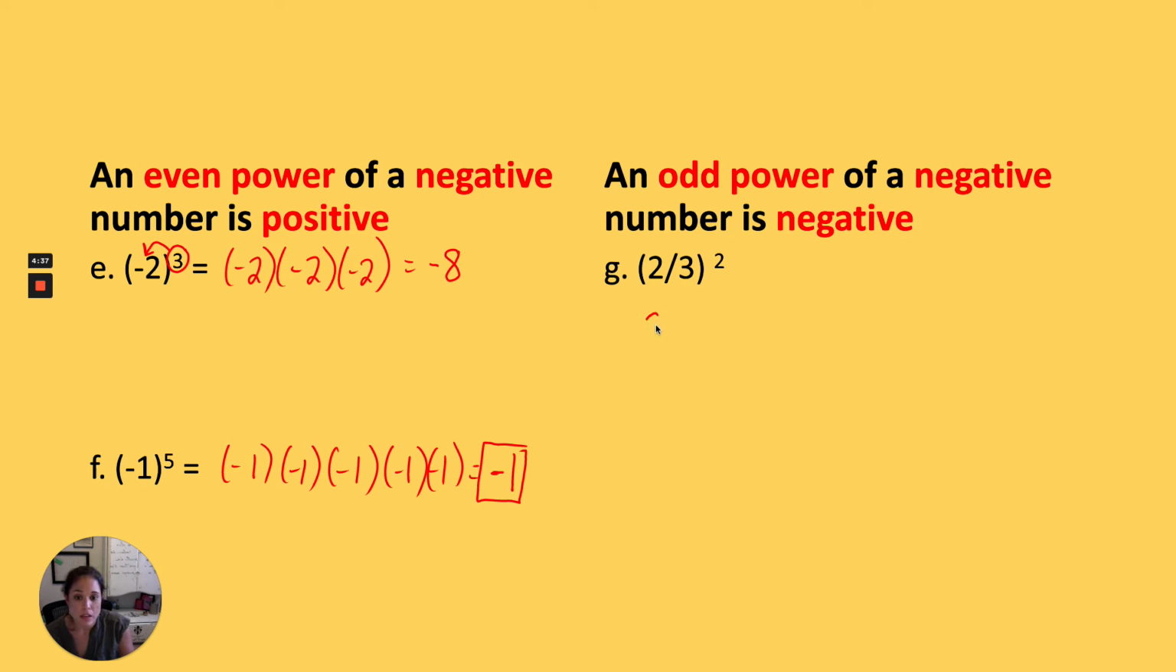So here I have a fraction, (2/3) squared. So I'm going to treat the numerator and denominator individually. So this is 2/3 times 2/3. 2 times 2 is 4, and 3 times 3 is 9. So (2/3) squared is 4/9.